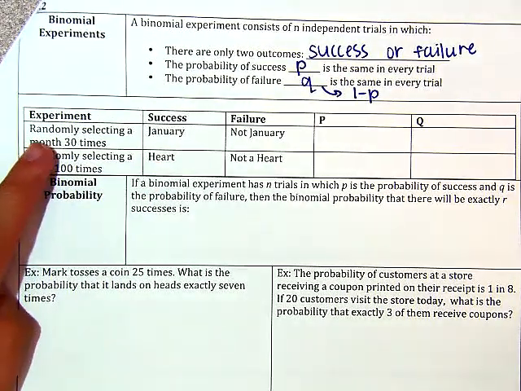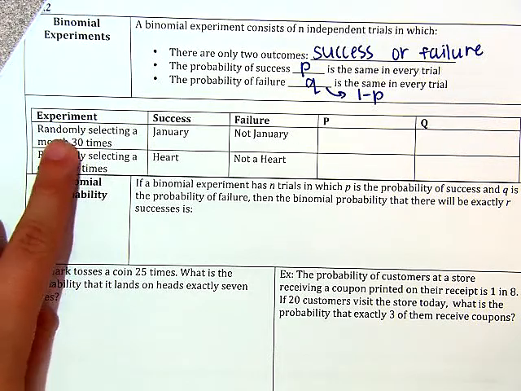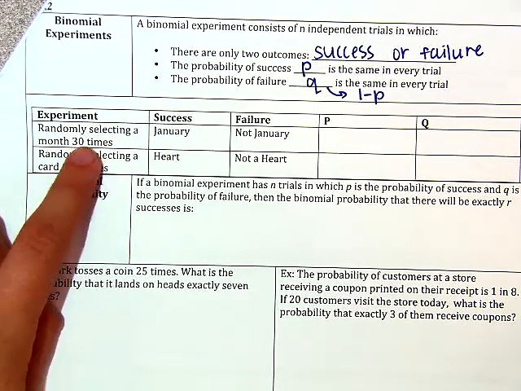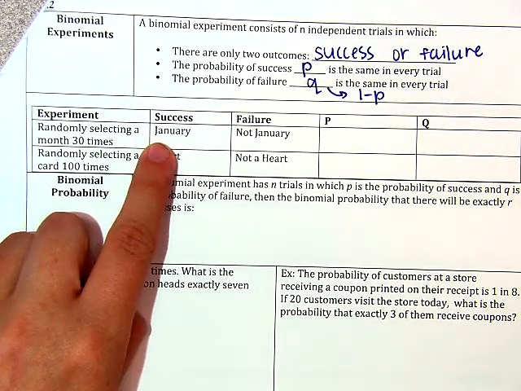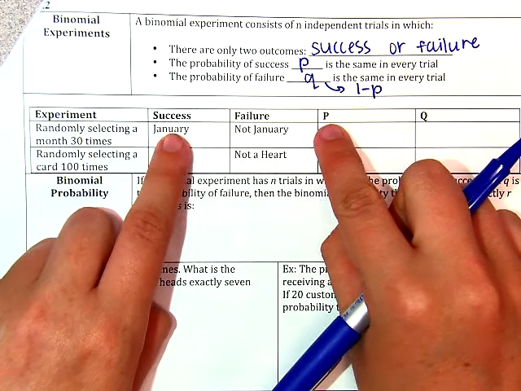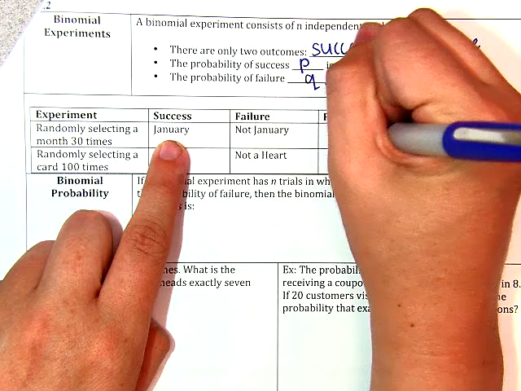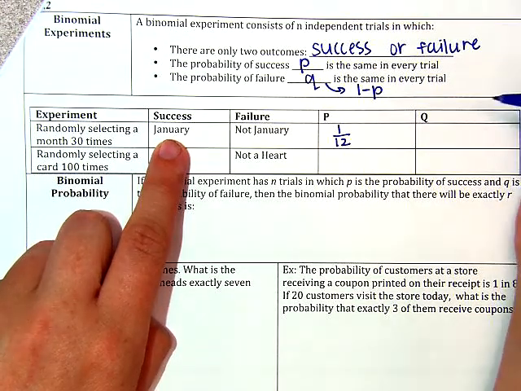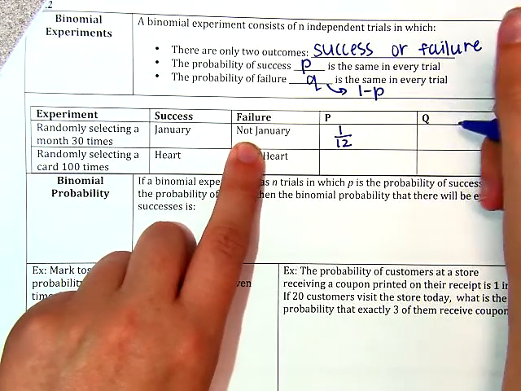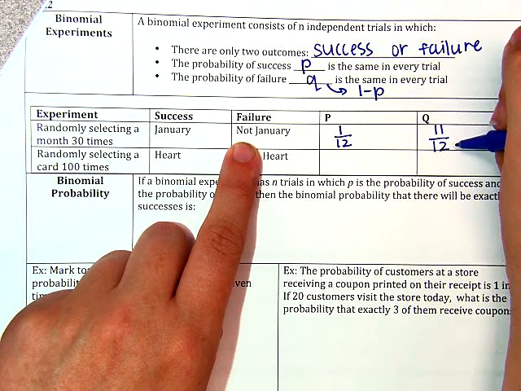So just quickly finding probability of success. If my experiment is that I'm going to randomly choose a month 30 times, my success is if I choose January, my failure if I choose not January. So P is my probability of success. So what's my probability of choosing January? Well, that would be 1 in 12, because that's 12 months. My probability of not January is 11 in 12, all the rest of them.